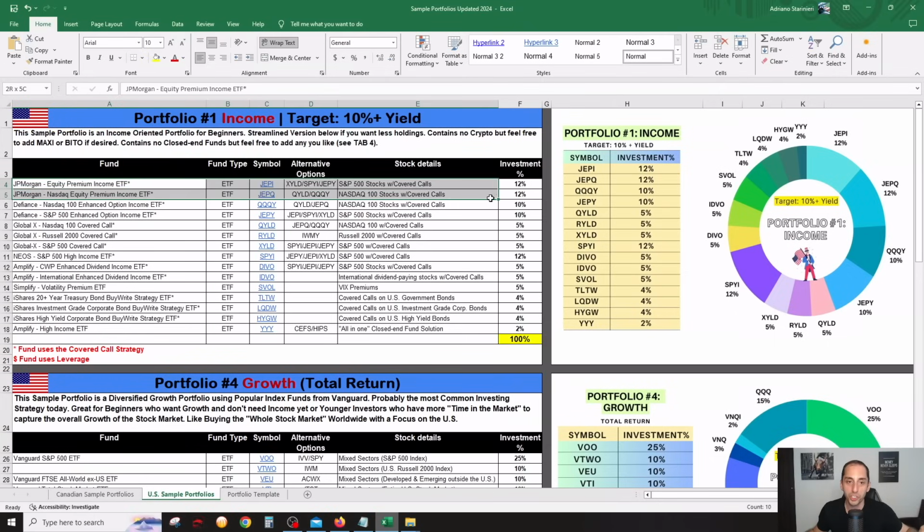So you have, of course, JEPI and JEPQ, which are probably the biggest and most popular covered call ETFs on the US market. JEPI is S&P 500, JEPQ is NASDAQ 100. So basically, give me the whole US market, or give me it via those indexes with covered calls.